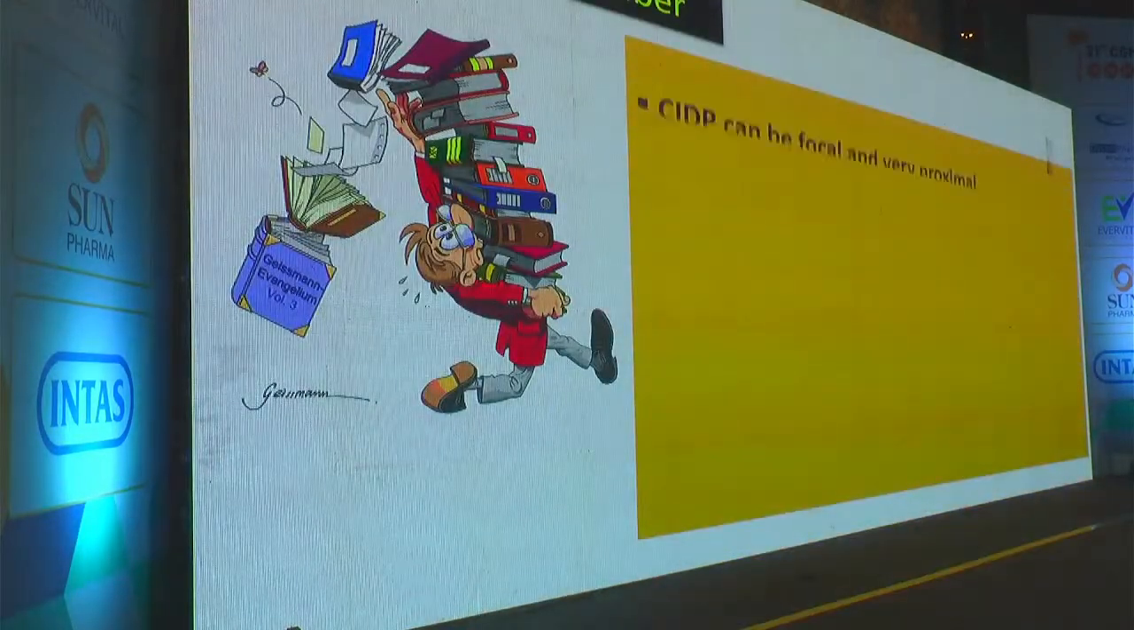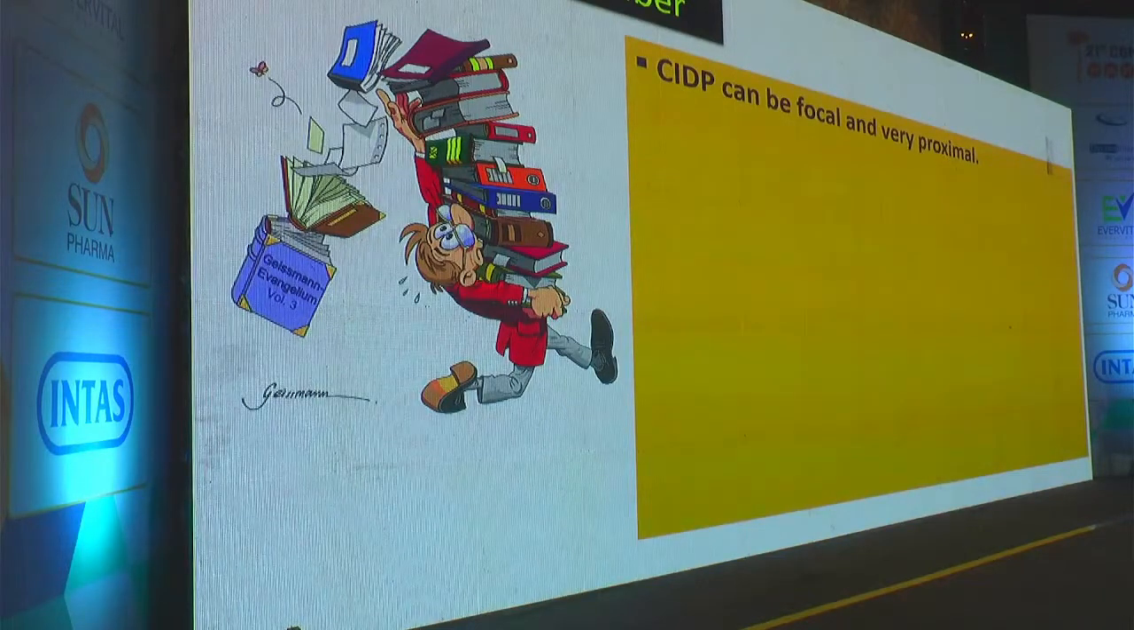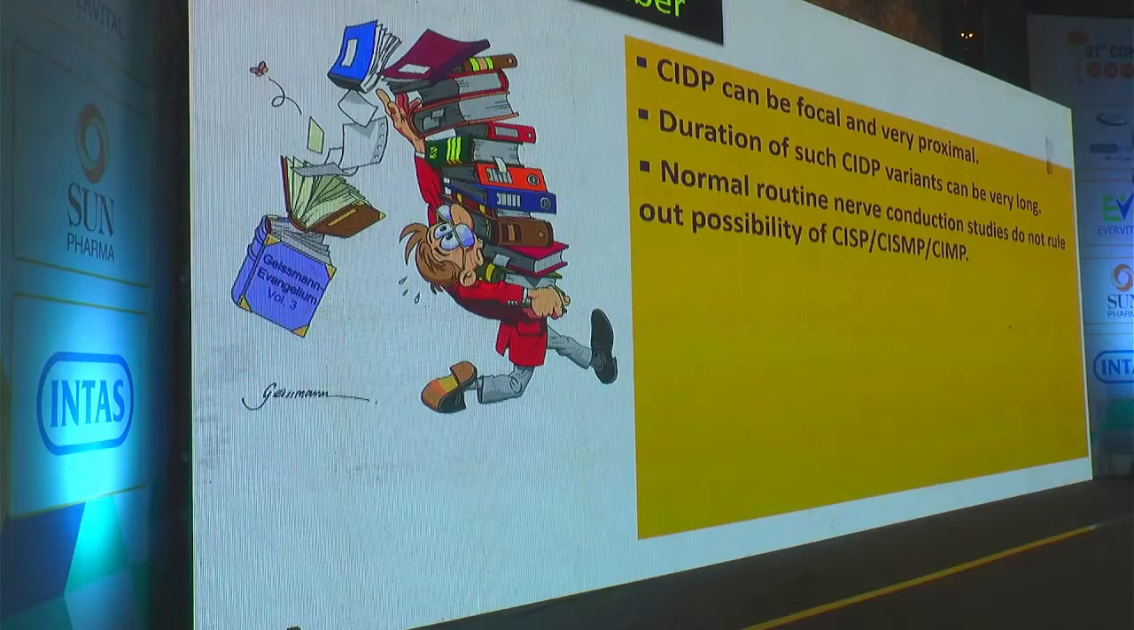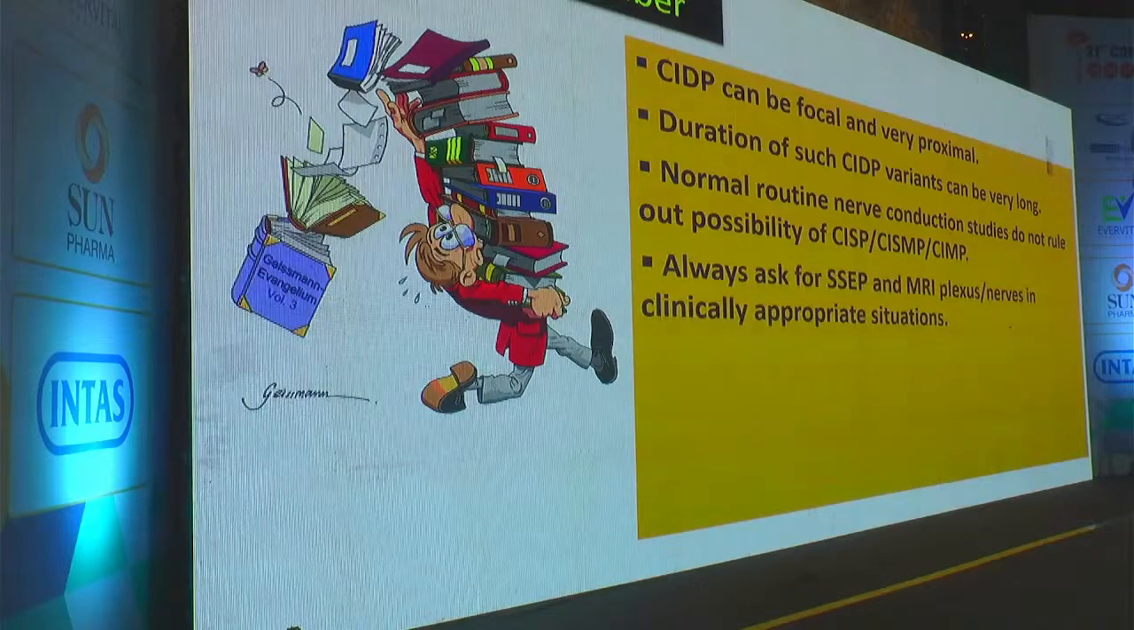So points to remember, CIDP can be focal and very proximal nerves can be affected. Duration of such CIDP variants can be very long over a period of years. Nerve conduction studies will be normal in such situation. Always ask for SSCP and MR neurography in such situation, and they are fantastically immunoresponsive and drugs can be stopped at the end of 3 to 5 years.